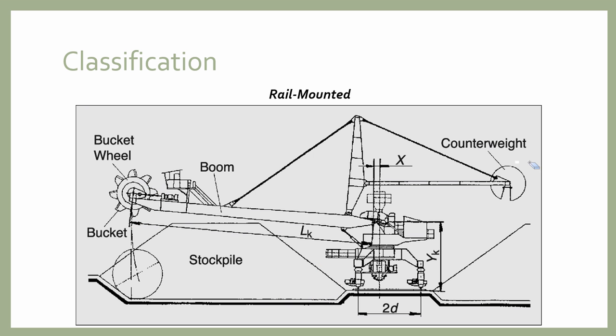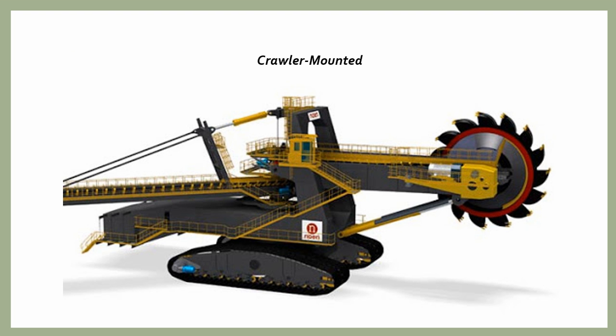excavator. Besides the rail mounted excavator, another type of excavator is also available, which is called the crawler mounted excavator. In the case of the crawler mounted excavator, there is an undercarriage unit, and the crawler units are fitted here. With the help of this crawler unit, the excavator can be moved in the forward direction or in the reverse direction.